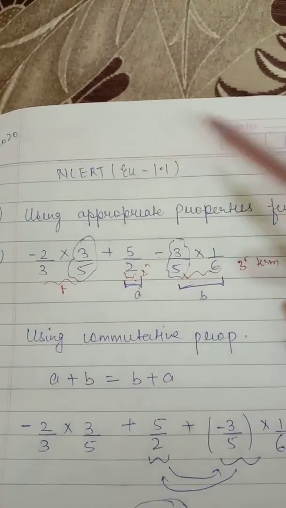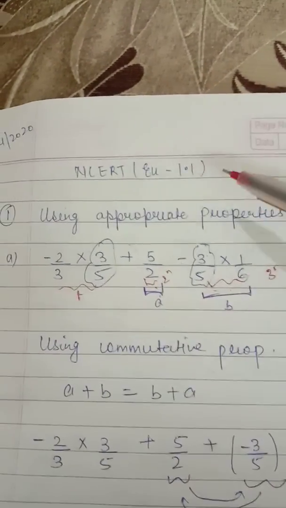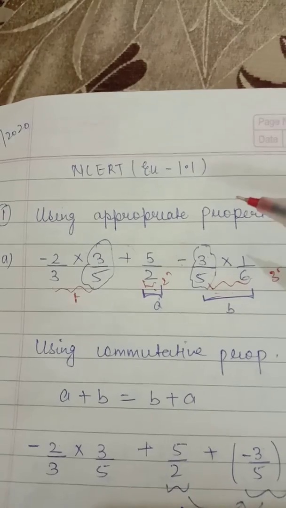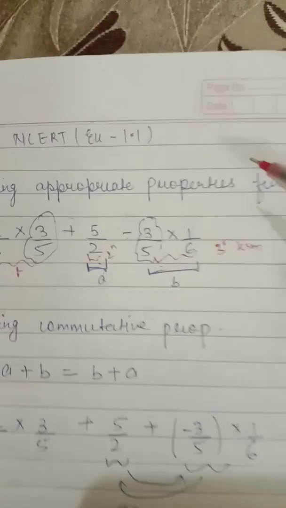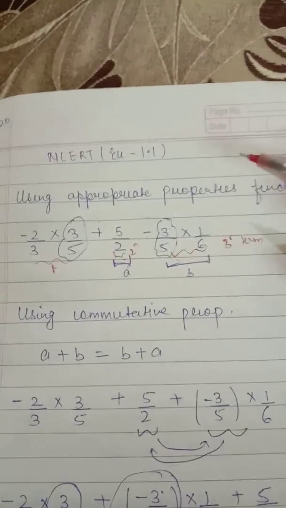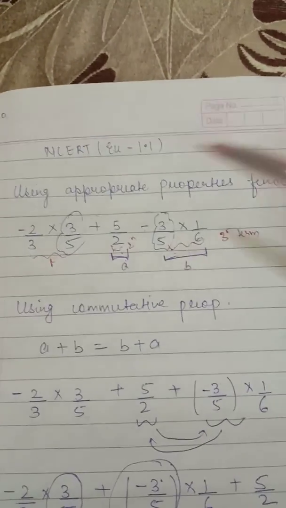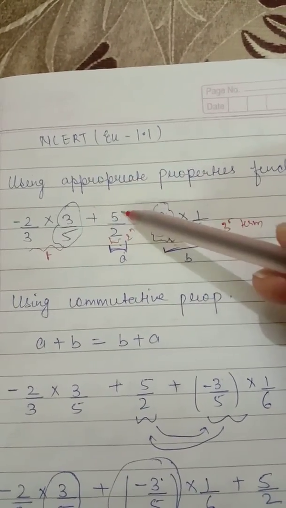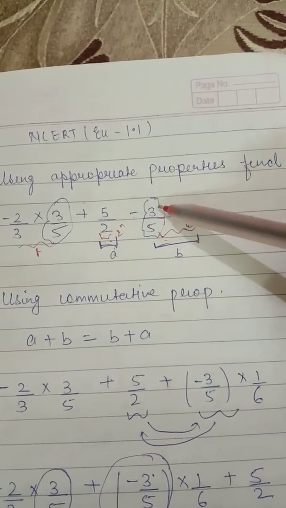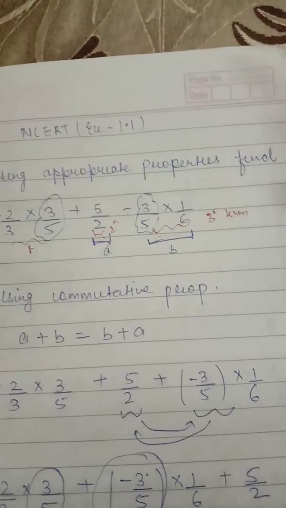Students, today we will learn and see the questions of your NCERT exercise 1.1. So now see, your first question in your NCERT is, using appropriate properties find minus 2 by 3 into 3 by 5 plus 5 by 2 minus 3 by 5 into 1 by 6.